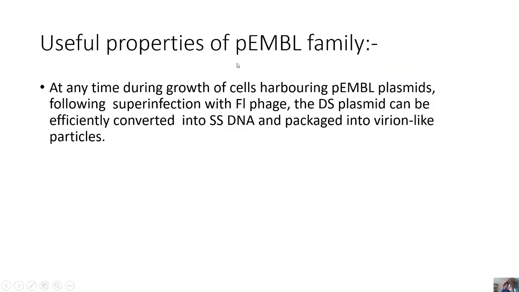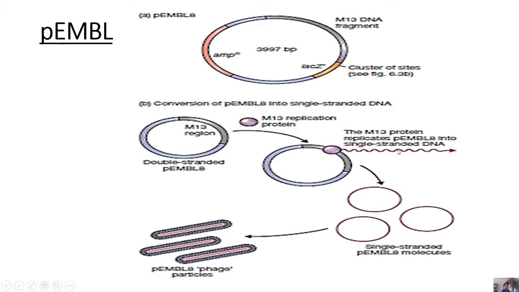Okay, coming to the useful properties of the pMBL family, whenever you require the single stranded form of the pMBL, you have to infect that bacterial cell with the phages, then you will get the single stranded form of the pMBL vector or the single stranded form of the gene of insert.